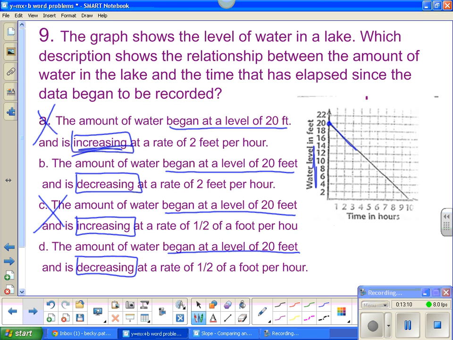The next difference is the rate at which it's decreasing. This one's decreasing at a rate of 2 feet per hour, and this is going half a foot per hour. So let's look. Well, it looks to be down 1, right 1. So does that mean it's decreasing 1 foot per hour? You have to look at what the blocks represent. So from 20 to 18 is 2 feet, and then 1 block sideways on your x-axis is 1. So it's down 2, right 1. So I'm decreasing at a rate of 2 feet per hour. So the answer there is B.